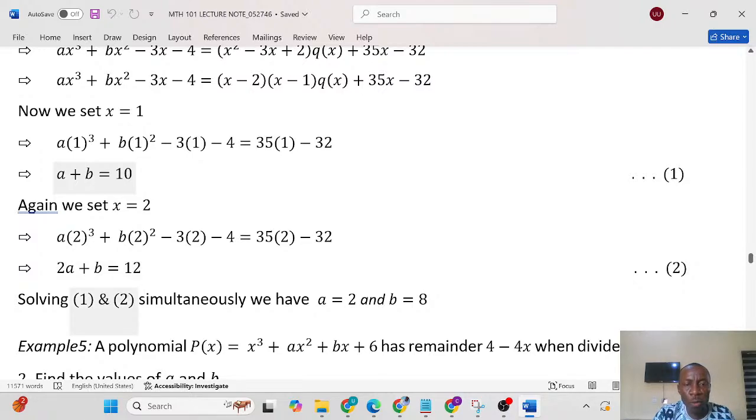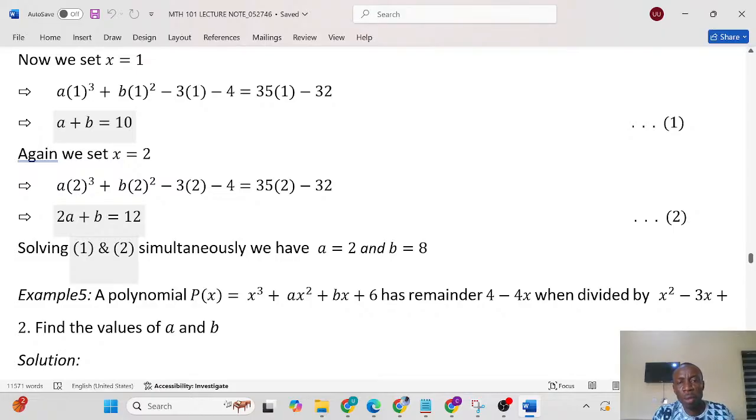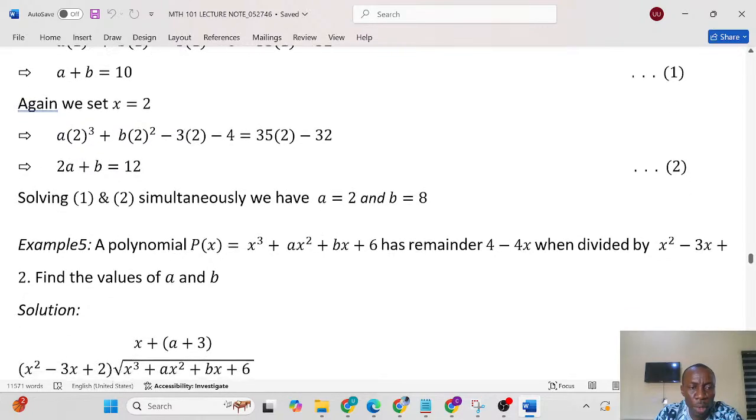Now you solve the two equations simultaneously. If you solve the two equations simultaneously using the method of elimination, you have a equals 2 and b equals 8. In this case, after you have gotten the value of a, you go back to find the value of b. You can use either equation 1 or equation 2 to get the value.